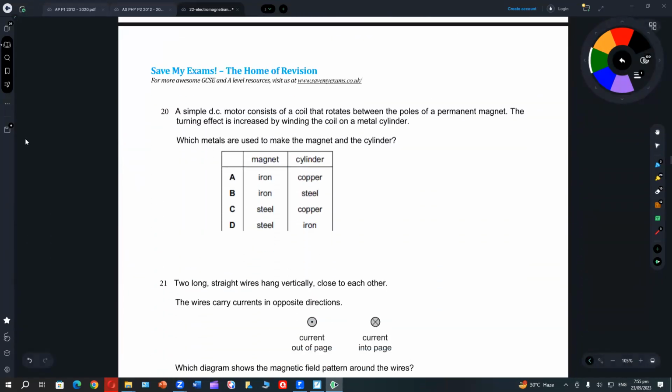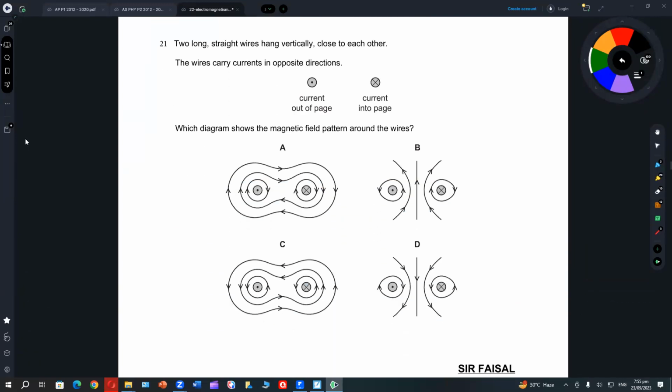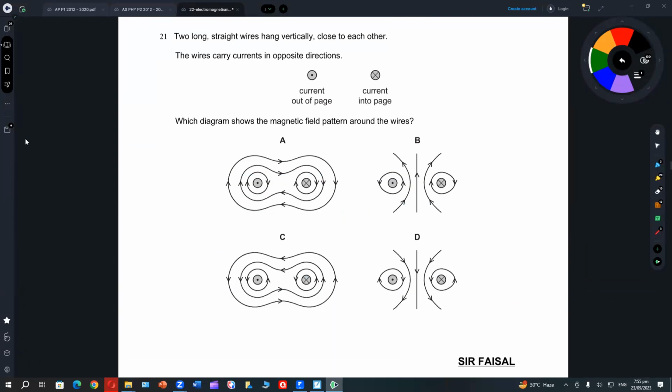So now can you see question number 21, which option suits us? The wire current one carries is current dot, in. One is cross. Can dot and cross merge? No. So options A and C are out. Then they take opposite current.